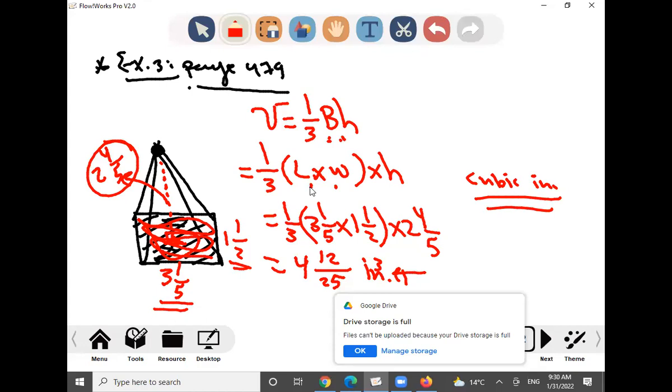Done? This is example 3, how to find the volume of any pyramid, not only this question. For any pyramid, find the base area, multiply by 1 over 3, multiply by the height, that's done. Let's do the check together. We are on page 479. Let's do the check.